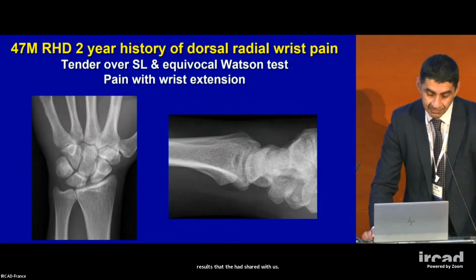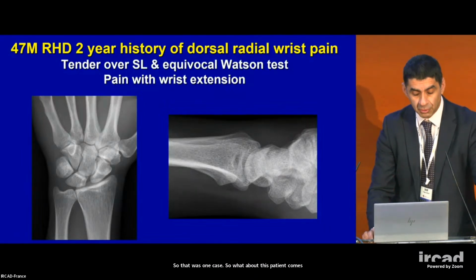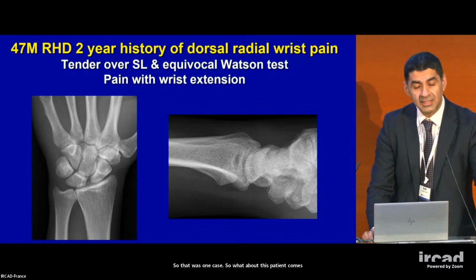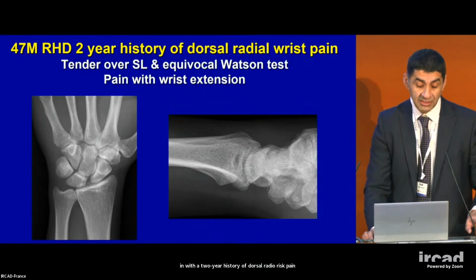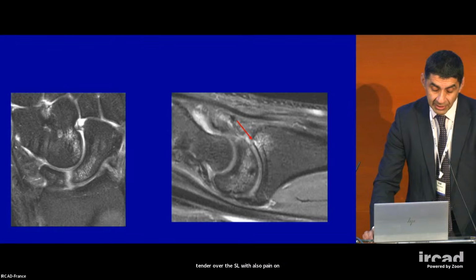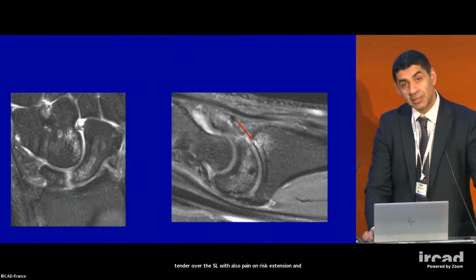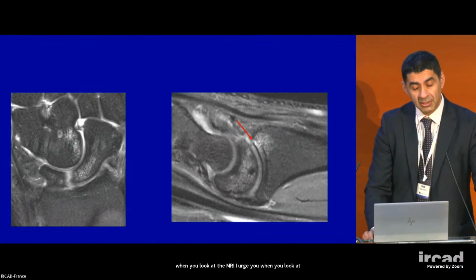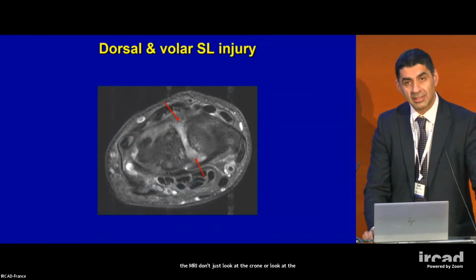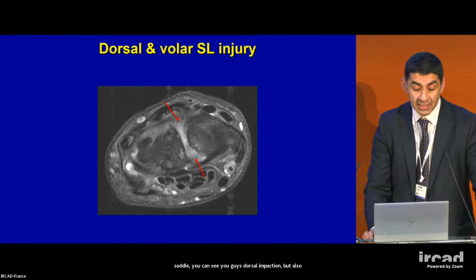So what about this patient? Comes in with a 2-year history of dorsal radial wrist pain, tender over the SL with also pain on wrist extension. And when you look at the MRI, I urge you, don't just look at the coronal, look at the sagittal. You can see dorsal impaction, but also train your eyes to look at the axial view of the MRI. And you can see this is a complete through and through injury.